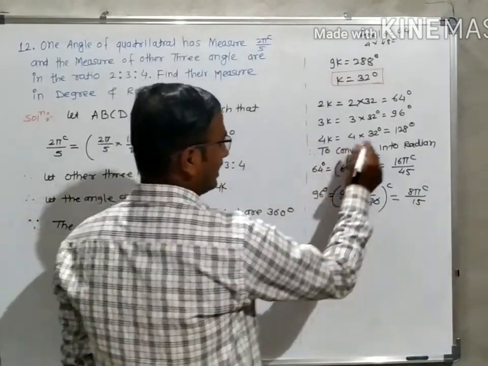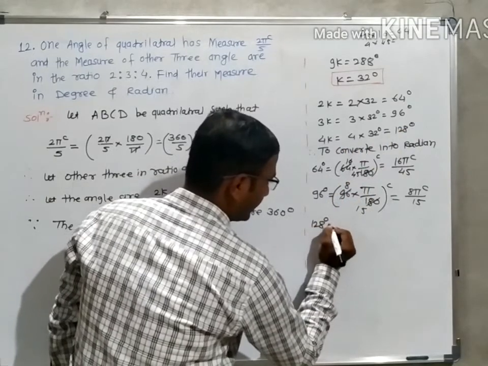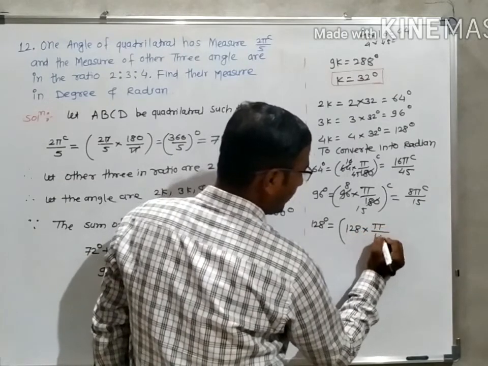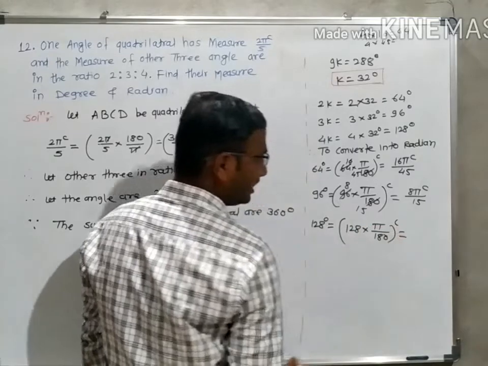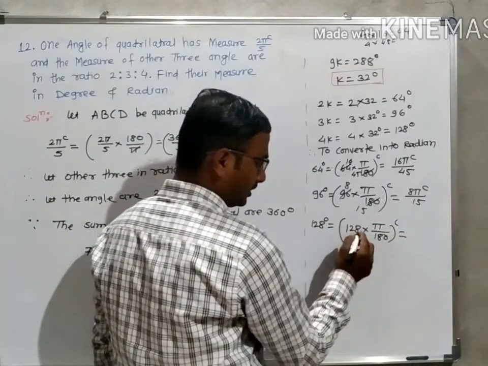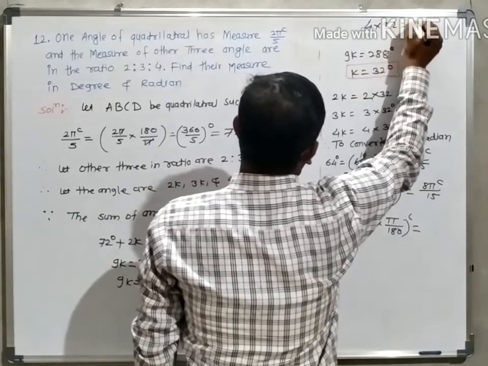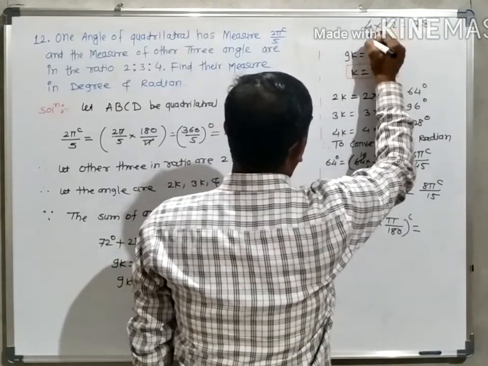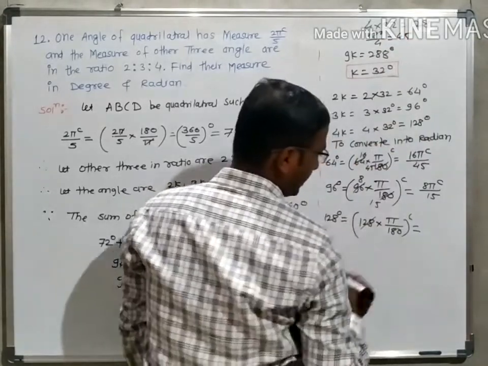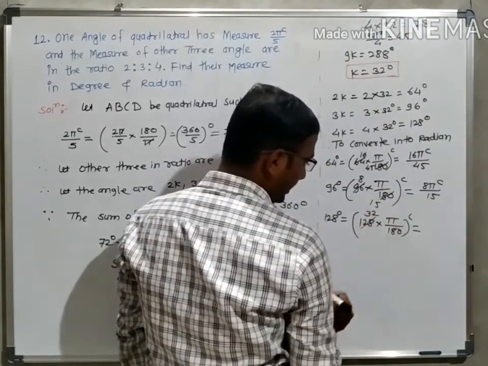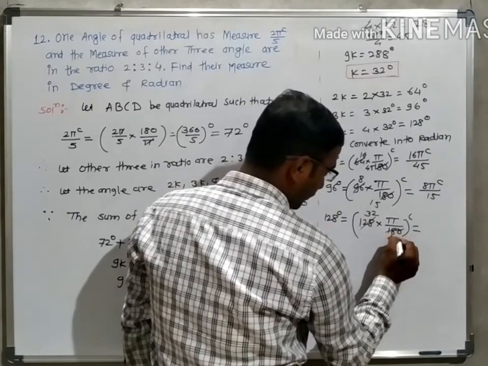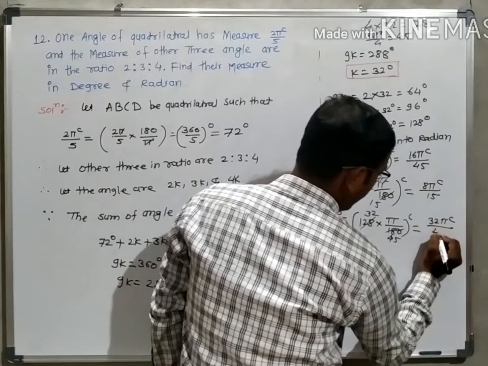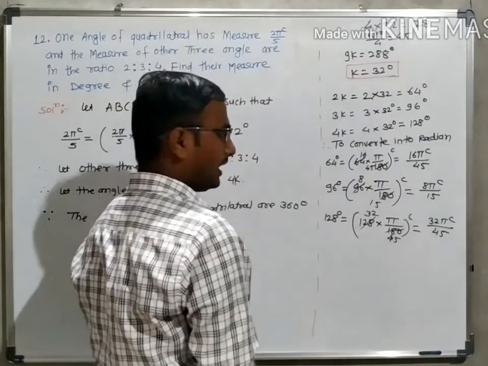Next we are given 128 degrees to convert into radian. So 128 into pi upon 180. Dividing both terms by 4, 4 into 32 is 128 and 180 divided by 4 is 45. So this is 32 pi radian upon 45.